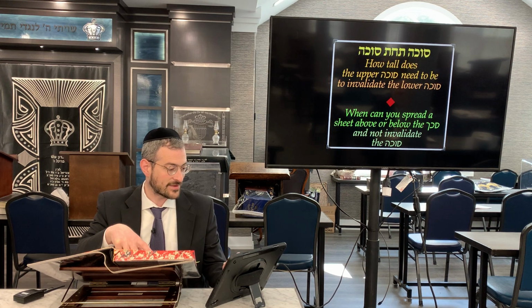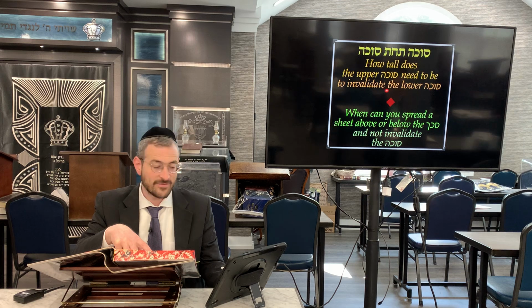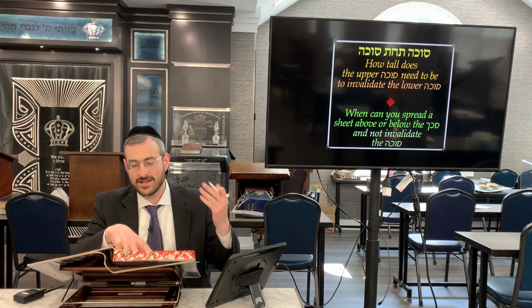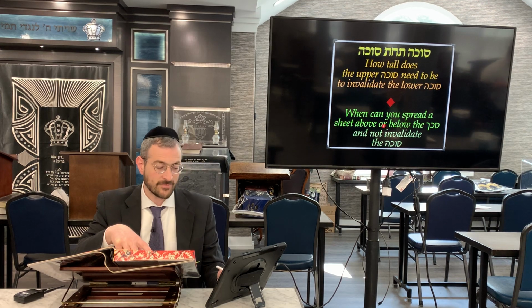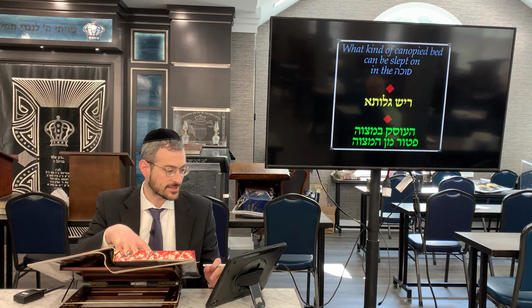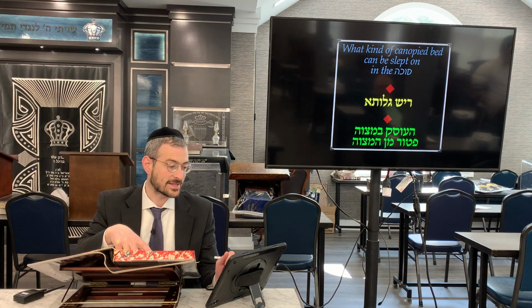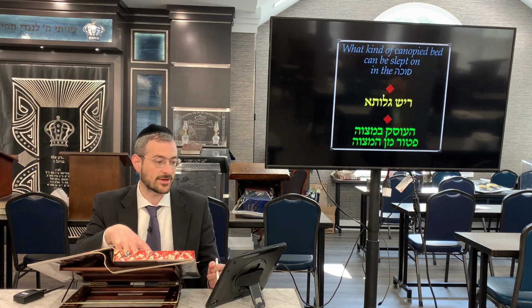Something we can discuss in today's Daf, as we mentioned, Sukkah Tacha Sukkah: how tall does the upper Sukkah need to be to invalidate the lower Sukkah? That is a Sukkah on top of the Sukkah. When can you spread a sheet above or below the schach and not invalidate the Sukkah because of a schach puzzle? What kind of canopy bed can be slept on in the Sukkah, because then you're in some other area, not in the area of the Sukkah.